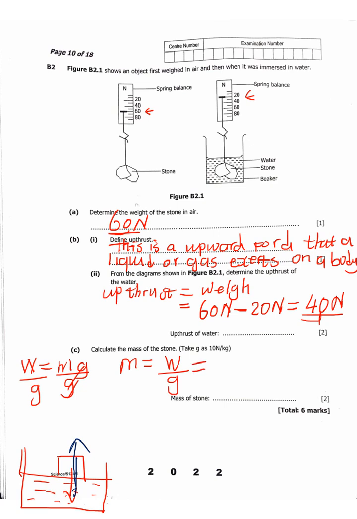So since we are solving for the mass of this stone, we are going to use this weight here, 60 newtons. So we have 60 newtons divided by the gravity we are given, which is 10. So 10 into 60 is 6 kg. So this was the mass of this particular stone.